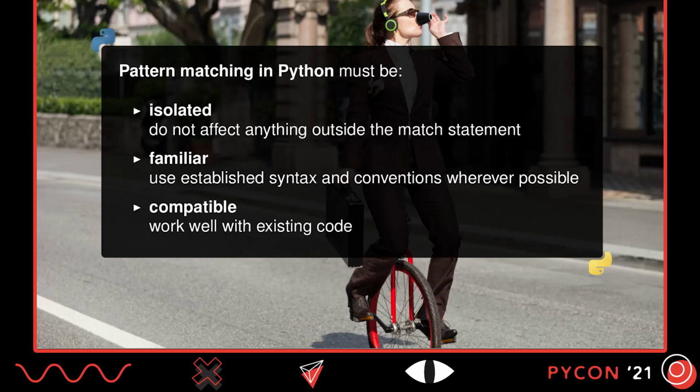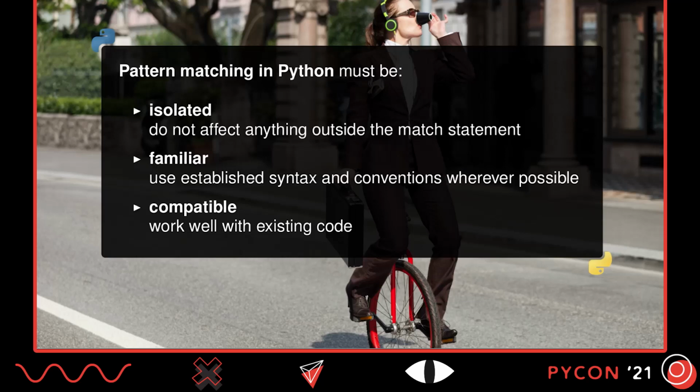First, the new feature needs to be isolated. The new pattern matching should not affect any code outside the match statement. Everything pattern matching related should be constrained and limited to the match statement and not affect any code outside of that.